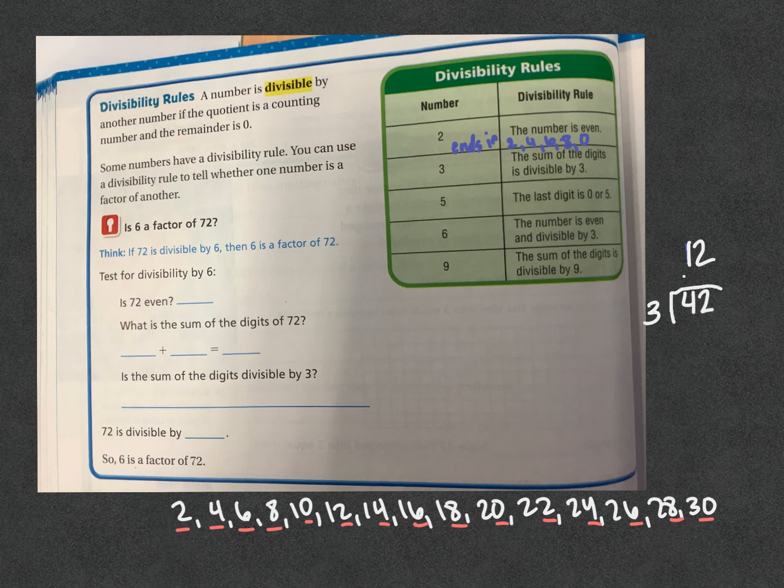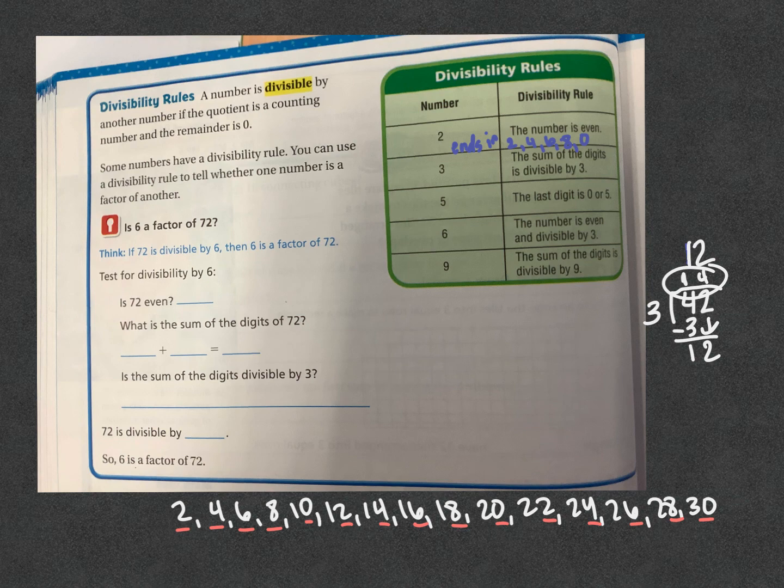3 divides into 4 one time, and 3 divides into 12 4 times. It's 3 times 14 that gives us 42. But I didn't have to divide it to find out if 3 was a factor or not, right? Because now I know this handy-dandy rule.